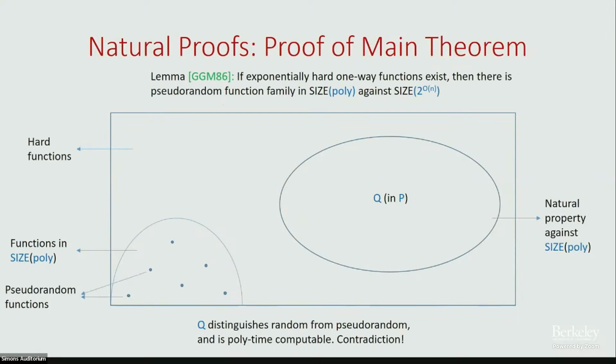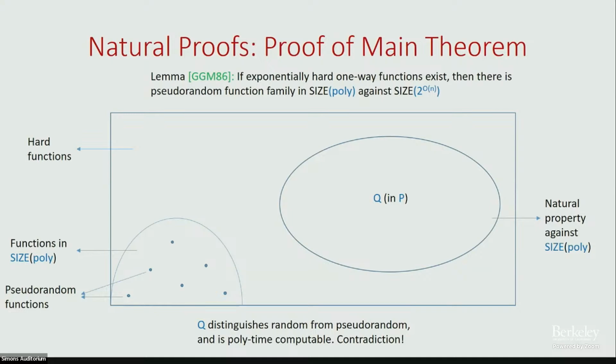Given this result of Goldreich, Goldwasser, and Micali, that if you have hard one-way functions, then there's a pseudorandom function family in polynomial size. So what does this mean? There's some class of pseudorandom functions that all have small circuit complexity, such that you can't really distinguish them easily from random functions. Like if you're given the truth table of a function, you can't efficiently tell whether it's a random function or one of these pseudorandom functions. So that's what this lemma guarantees, given the assumption of hardness of one-way functions.